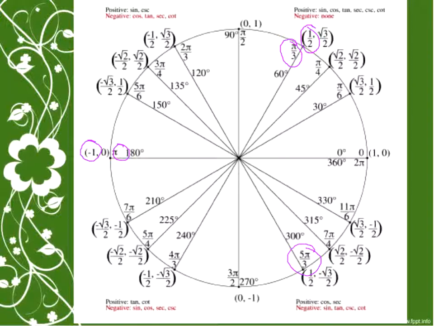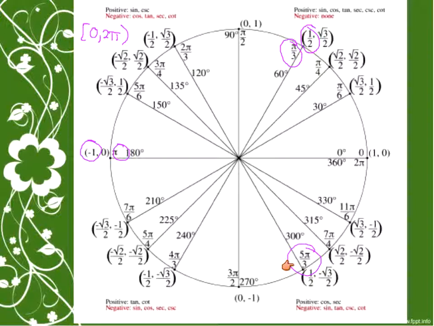So since I'm asking you how many solutions are there from the interval including 0 to 2 pi, that means starting from 0, we're going to do 1 full revolution. So in this case, how many solutions do you guys see on my graph? There are 3. 1, 2, 3. 3 total solutions.